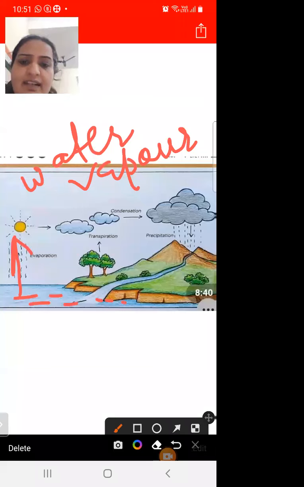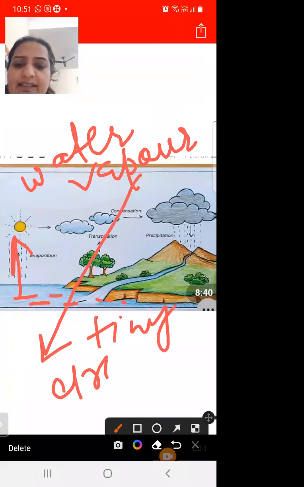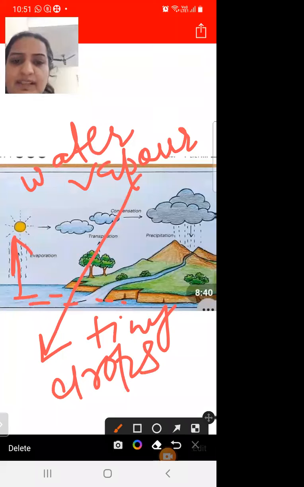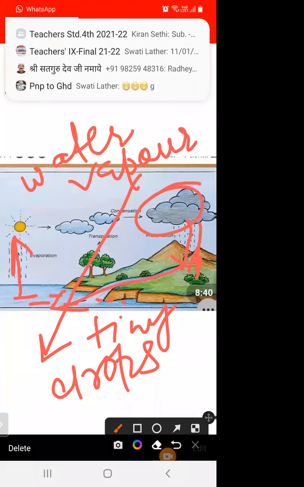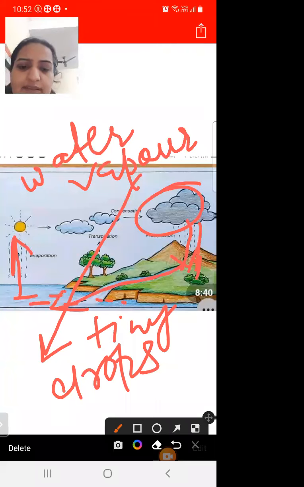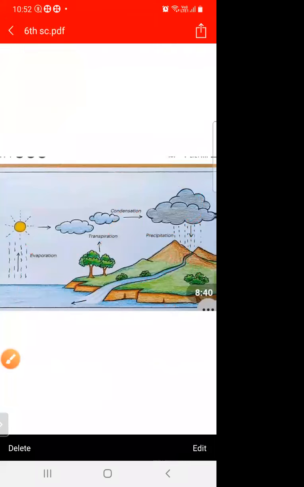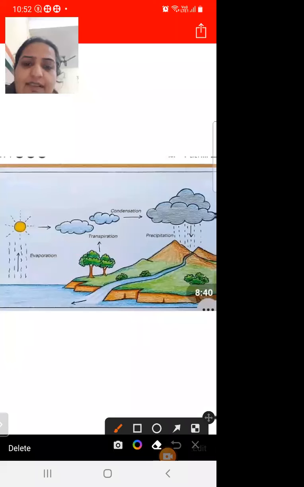And when this water vapor converts into tiny drops of water, these tiny drops of water are called our clouds. And when these clouds become heavy, they come down to the ground in the form of rain. And where does this rainwater go? This rainwater goes into the ocean. So this is our water cycle.